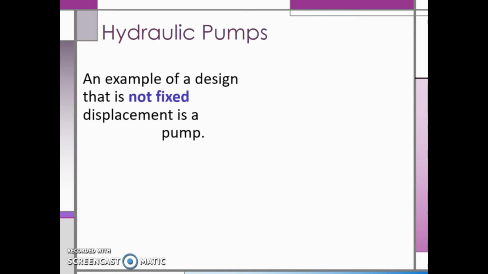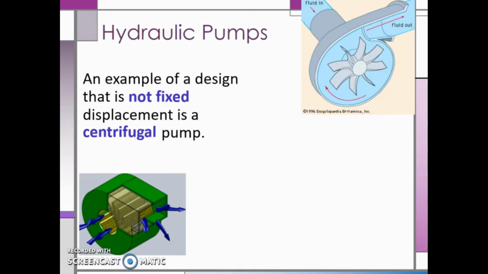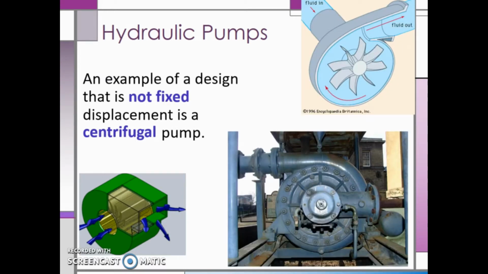An example of a pump that is not a fixed displacement is a centrifugal pump. These pumps can be thought of as dynamic pumps, like a water pump or a compressor. A centrifugal pump works off of centrifugal force. This means the amount of flow it produces is a function of the pressure downstream. If there's less restriction, it will produce more flow, and if there is more restriction, it will produce less flow.